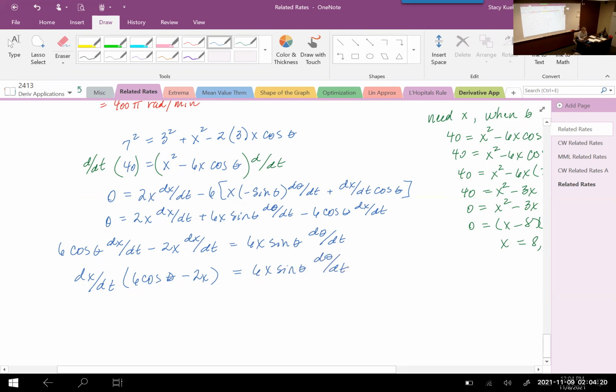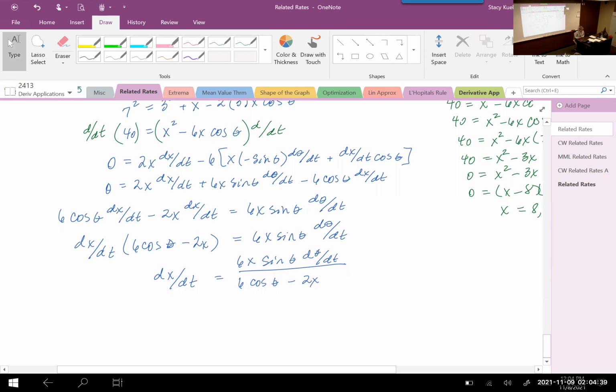And divide everything by what's next to dx/dt. And you end up with, on the right-hand side, 6x sine theta d theta/dt in the numerator, 6 cosine theta minus 2x in the denominator. And I have x, theta, and d theta/dt. So I'm going to plug them in.